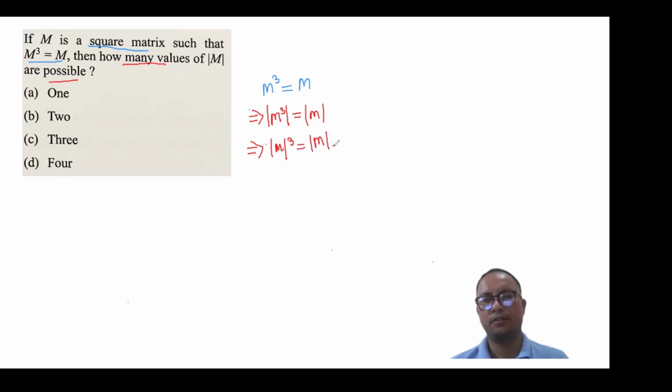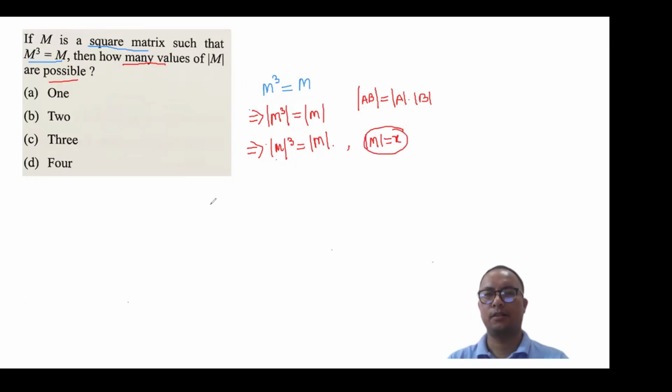By the property that the determinant of A into B equals the determinant of A into the determinant of B, the determinant of M cube is the determinant of M cubed. See, the determinant of M cube. If you denote it, all right.